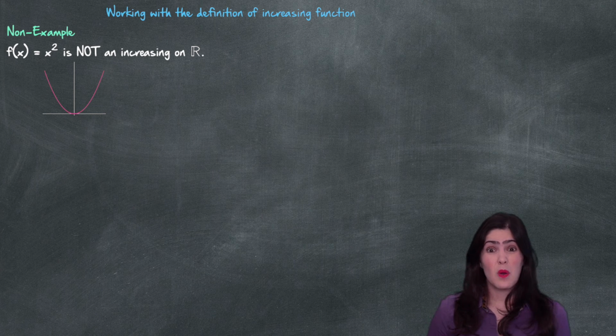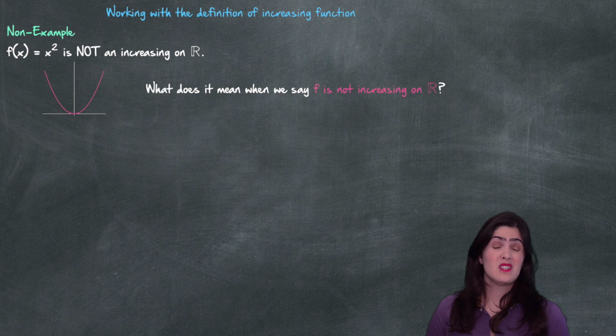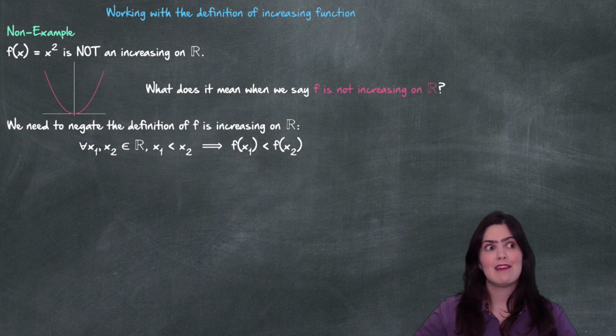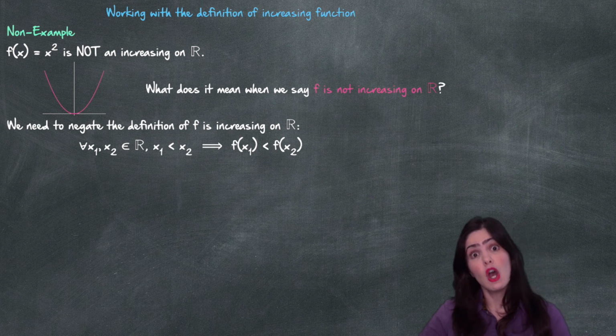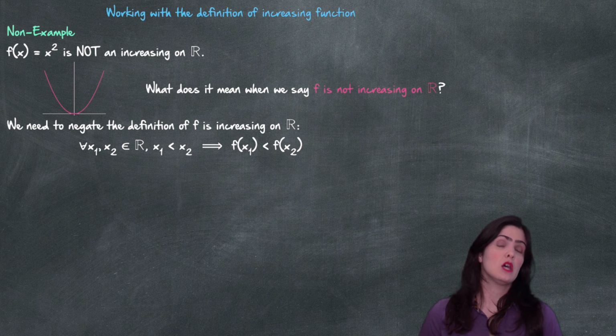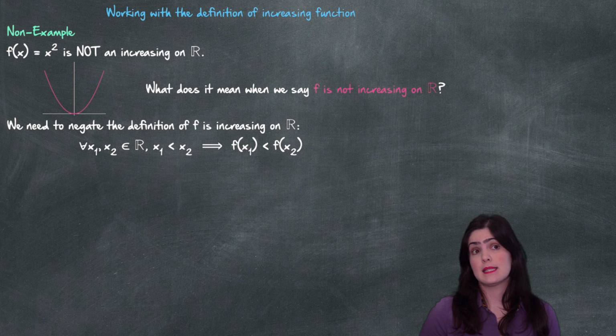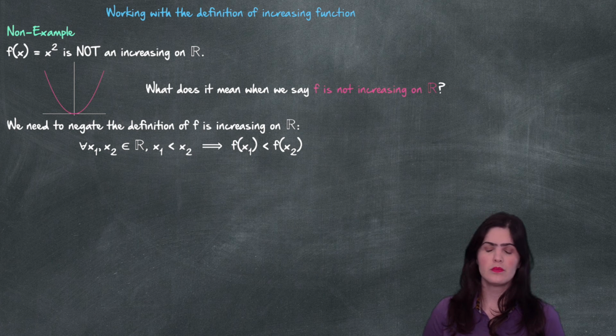We first need to know what we mean when we say that f is not increasing on R. So to do that, we need to take a look at the negation of the definition of f is increasing on R. So we need to negate the statement: for every x1 and x2 in R, if x1 is less than x2, then f of x1 is less than f of x2. So how do we negate this?